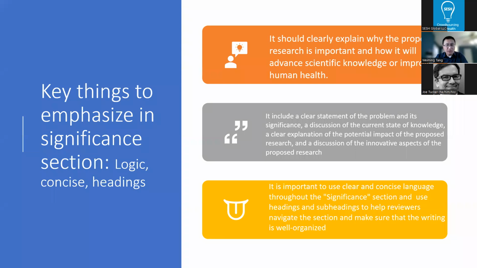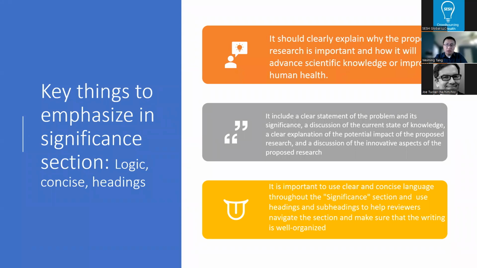When we write the significance part, there are a few things to emphasize. We need to be careful about the logic. We need to be concise. Be careful about the headings. First, it should clearly explain why the proposed research is important and how it will advance scientific knowledge or improve human health. That's why your study needs to be done and why it needs funding, right?